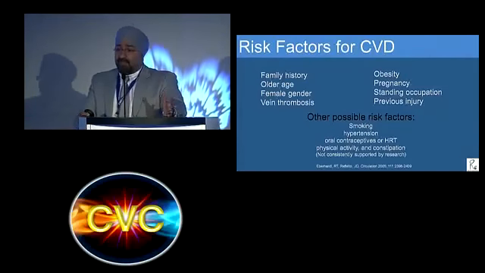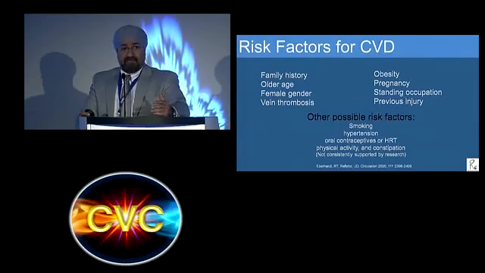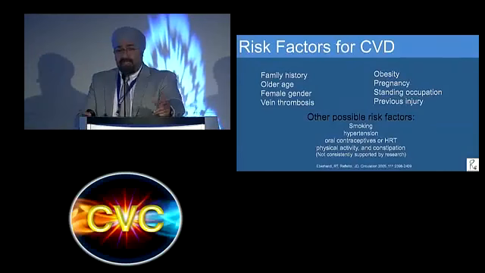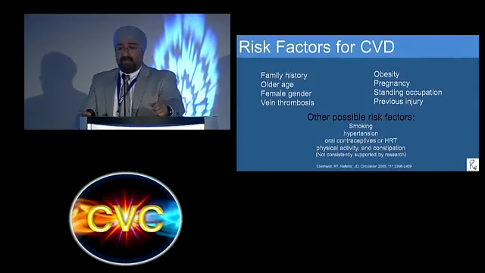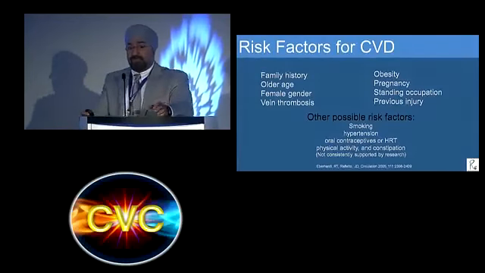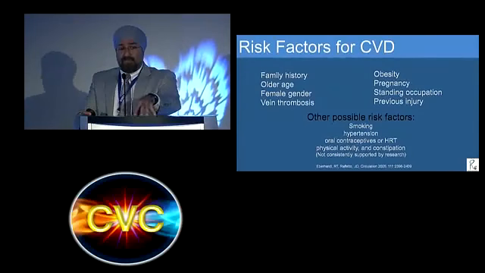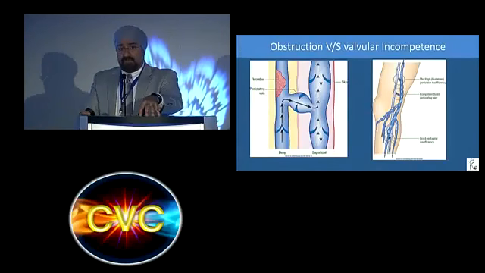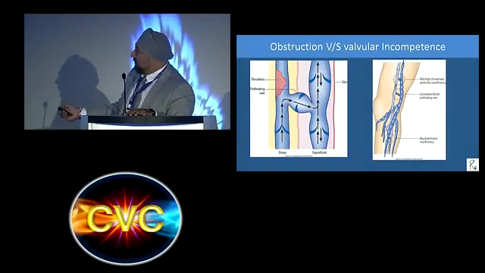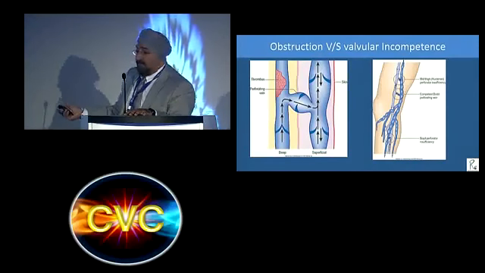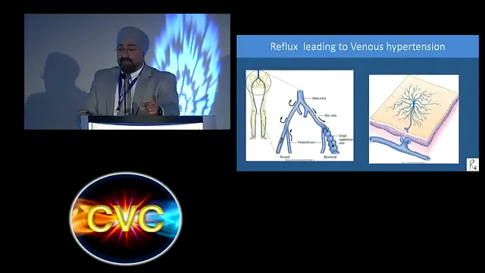Why does this happen? We know family history, so it could be genetic. As we stand, we're fighting gravity, age, common in females, especially if pregnancy, if you're obese and not active, all those issues. The second cause is obviously obstruction. If you have venous obstruction, those problems will come in. If the blood cannot flow out, it's going to go another way, causes incompetence, and you may get valvular incompetence secondary to obstruction, which is another thing.